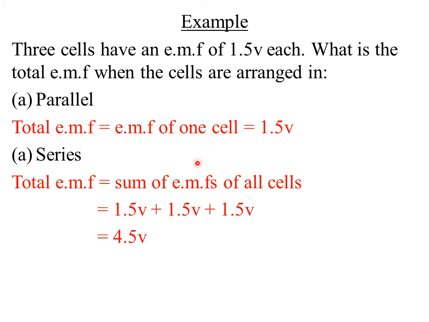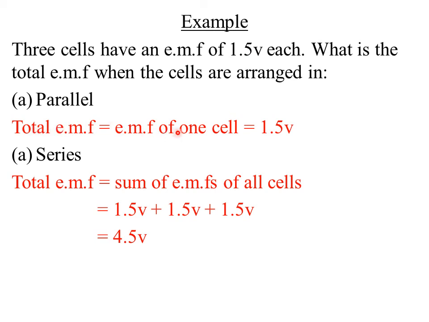We look at an example involving a calculation of the total EMF when cells are arranged in parallel and in series. So the example reads that three cells have an EMF of 1.5 volts each. What is the total EMF when the cells are arranged in A, in parallel and B, in series? So we have just said that in parallel arrangement, the total EMF is equal to the EMF of each cell. So if you are being told that three cells have an EMF of 1.5 volts, then in parallel we are saying that total EMF is equal to the EMF of one cell.